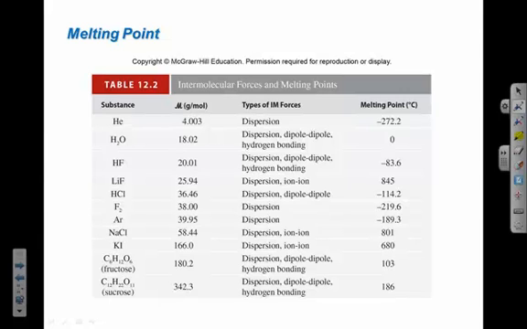If I'm looking at two different things that both have dispersion forces, though, if they have the same types of attractions, then I need to look at their electron clouds and see which has a bigger electron cloud that can allow electrons to shift around more. That should be the one that creates stronger attraction.